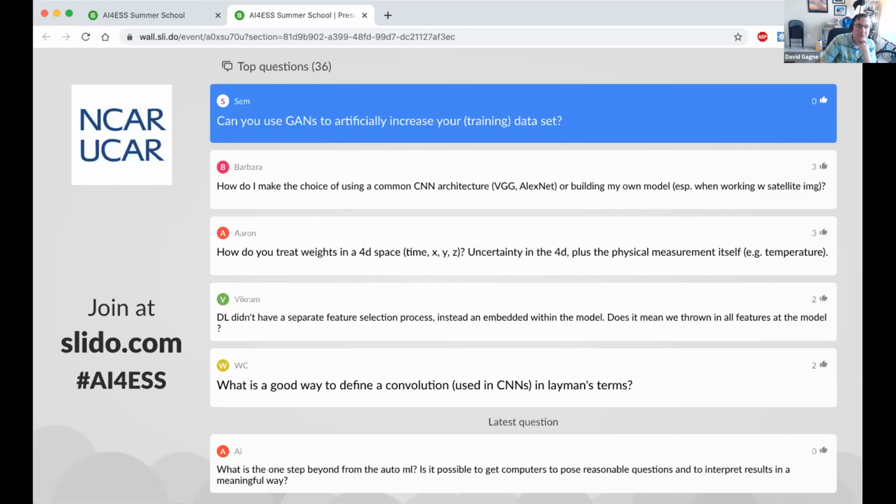Another question I just bumped up. Can you use GANs to artificially increase your training data set?